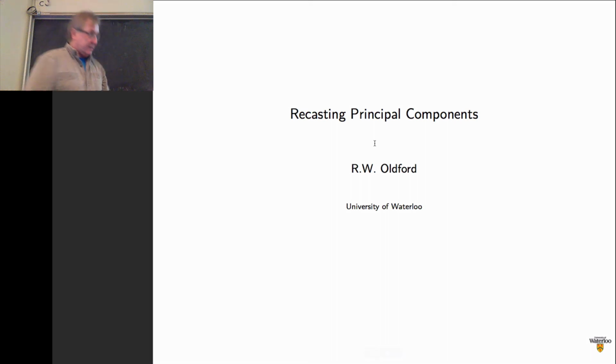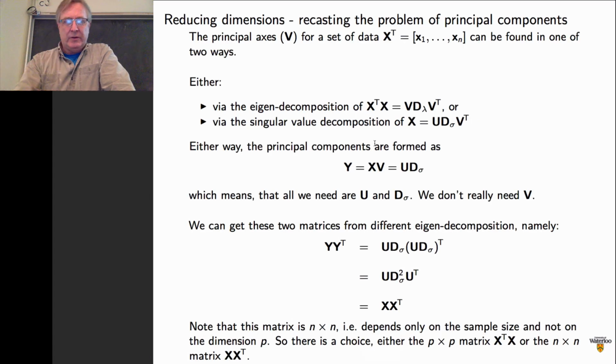Because now we're going to recast the principal components. So I want to think about this in a slightly different way. If you look at what we are doing with principal components, we've got these principal axes, the axes we're going to project the data onto. The projections onto those are going to be the coordinates of the principal components.